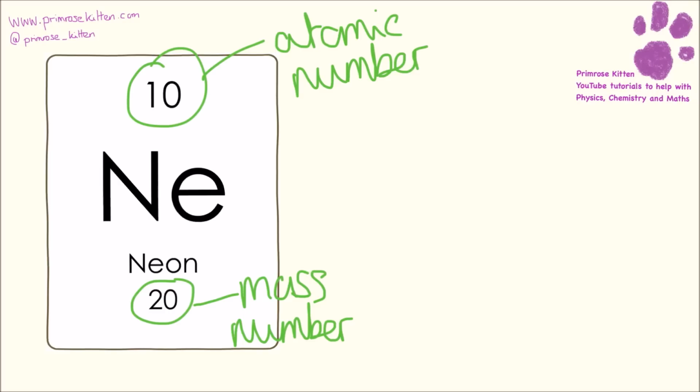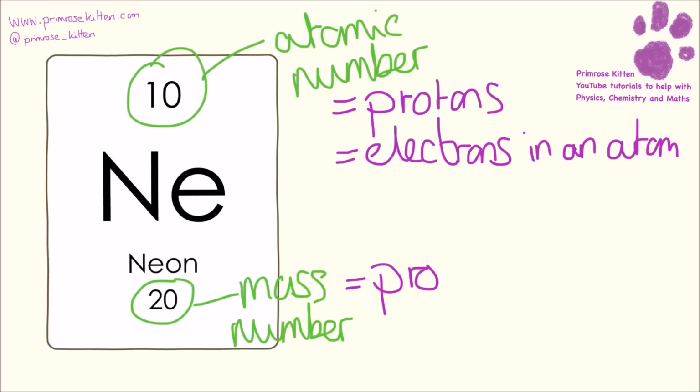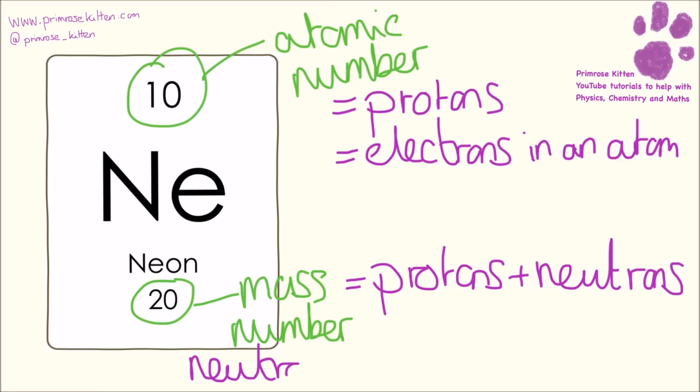The atomic number and the mass number tell us lots of bits of information. The atomic number is equal to the number of protons, and it is equal to the number of electrons in an atom. The mass number is equal to the number of protons plus the number of neutrons. So if we wanted to work out the number of neutrons, we could just do neutrons equals mass minus atomic.